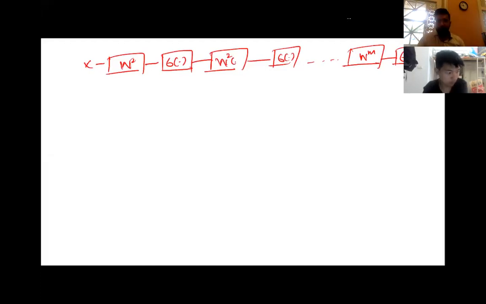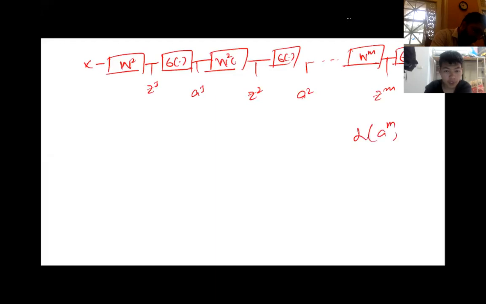Okay, and let me call the output here Z1, the output here A1, the output here Z2, the output here A2, and Zm, and probably, let's not call it y hat, let's call it Am. So the loss is between Am and y. And let's say I ask you to find the derivative of the loss function, or let's call it the partial derivative of L with respect to W1. How would you do it?